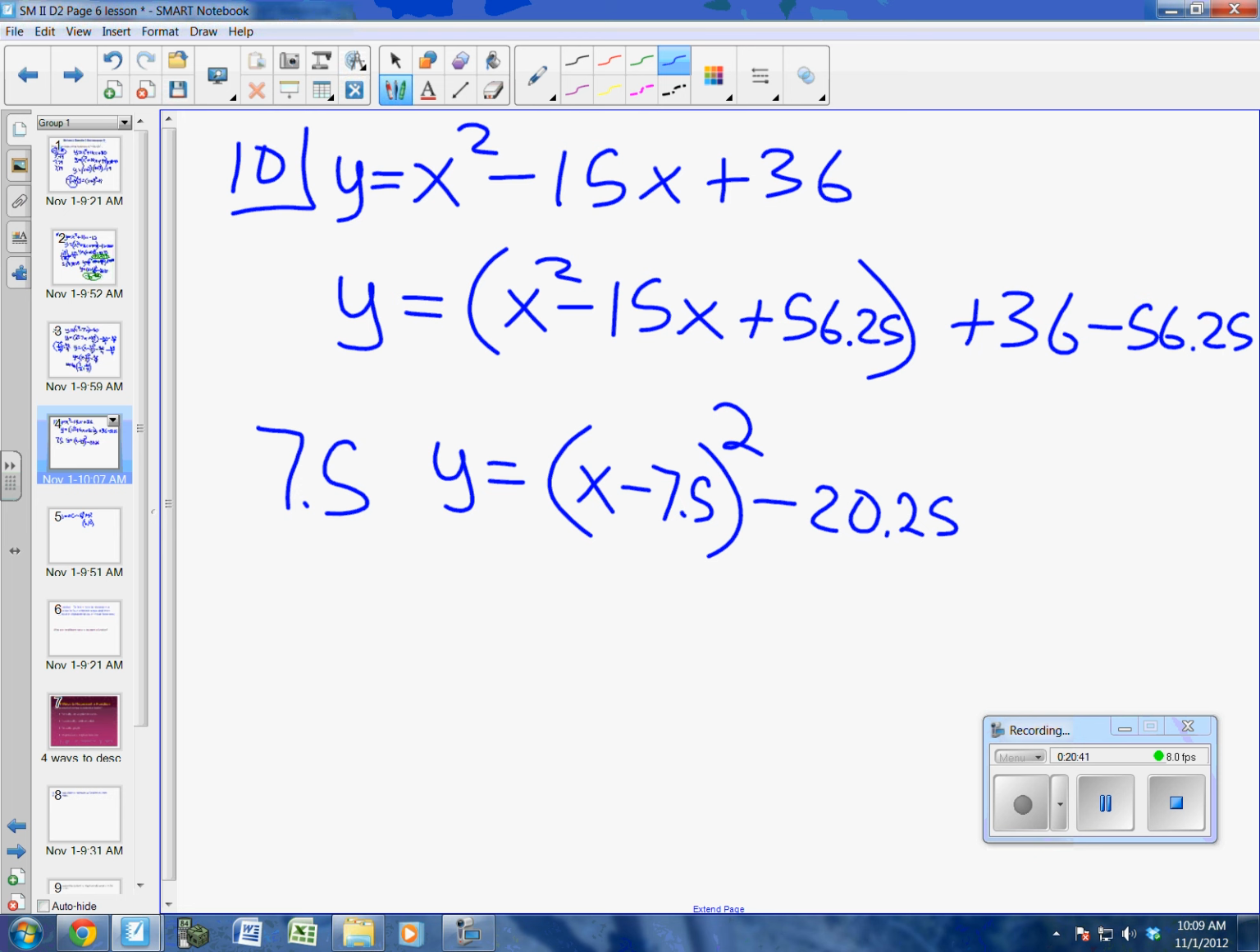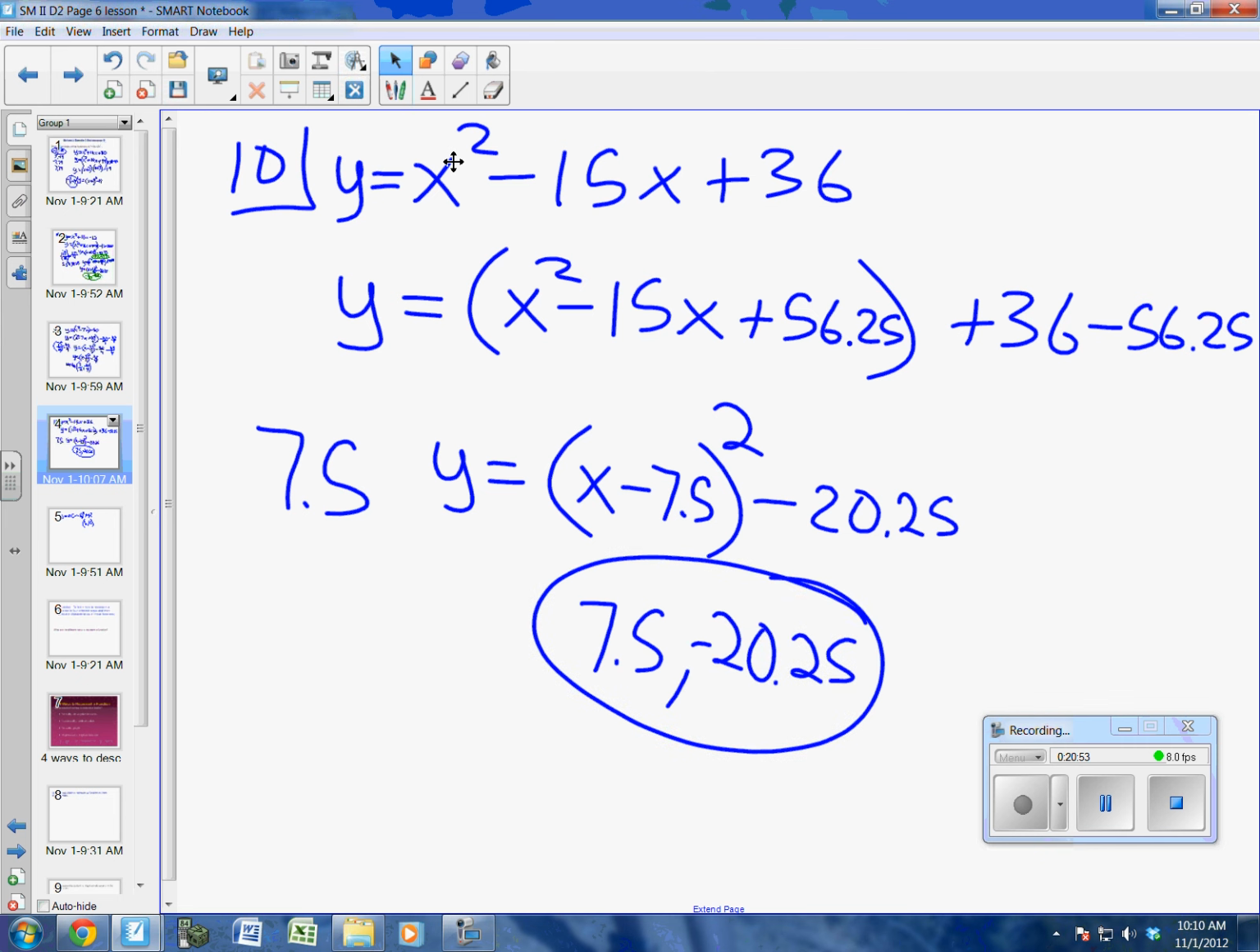All right. What's the vertex, you guys? Okay, 7.5, negative 20.25. Any questions on that?